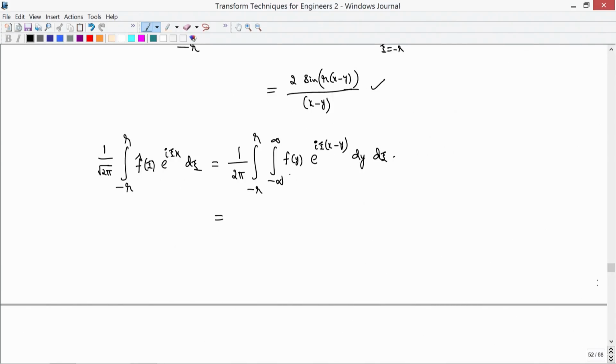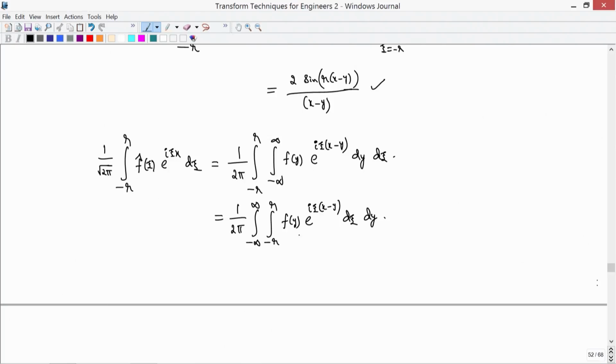Because the integrand is absolutely integrable, as you have already seen, as a function of y and ξ, where ξ is anyway between minus r to r, a finite interval, this is an integrable function and the double integral is finite. So you can change the order of integration, because there are two different integral domains. It is going to be integral from minus r to r of f(y) e^{iξ(x−y)} dξ and dy.